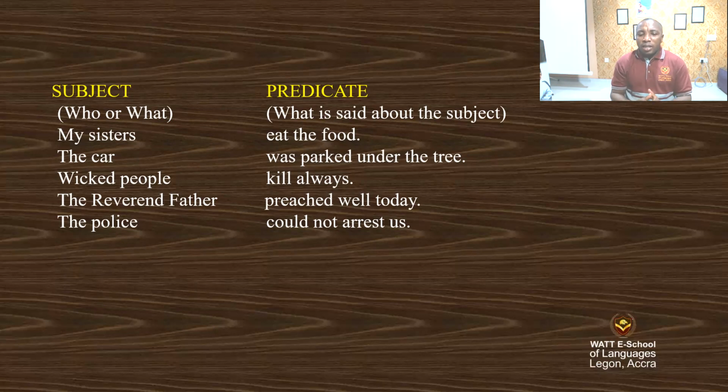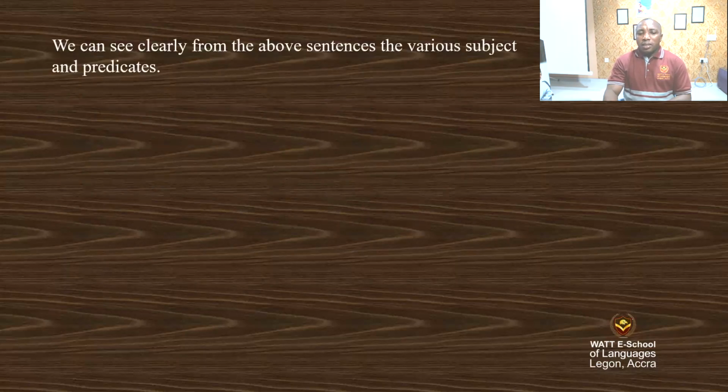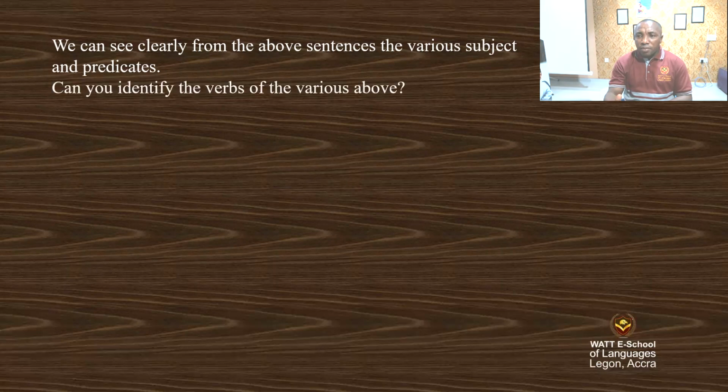When you look at this, you can see clearly that the predicate contains the verb, and the verb describes what is said about the subject. So that's what you should understand here. We can see clearly from the above sentences the various subjects and predicates. Can you identify the verbs of the various sentences above? Yes, you can identify them because they are the first words after the subject.